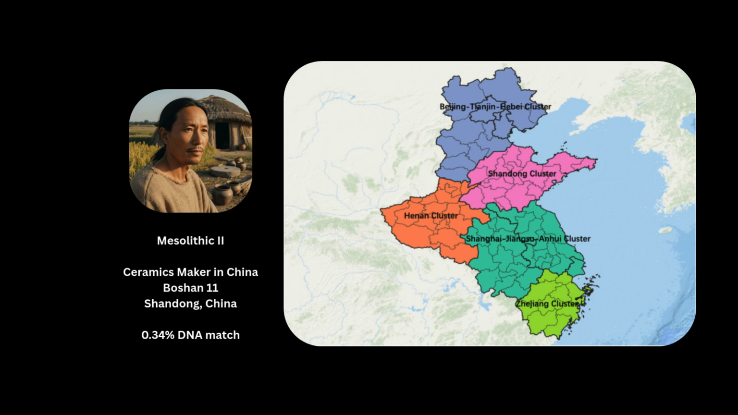Archaeologists frequently excavate bone awls and polished bone needles from these sites. This proves that Boshan 11 wore fitted, stitched clothing, using animal sinew or plant fibers as thread to sew hides together for protection against chilly northern winters.